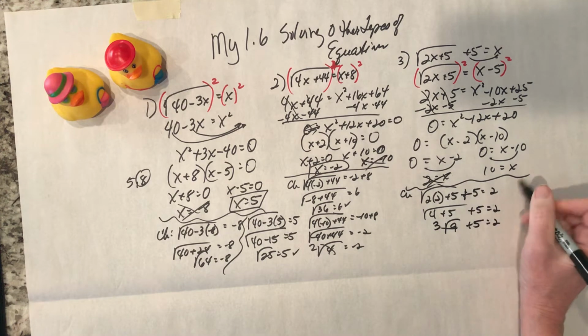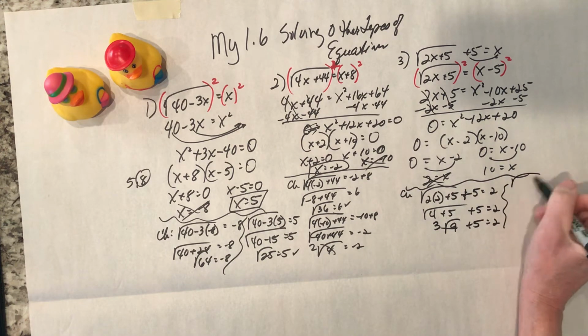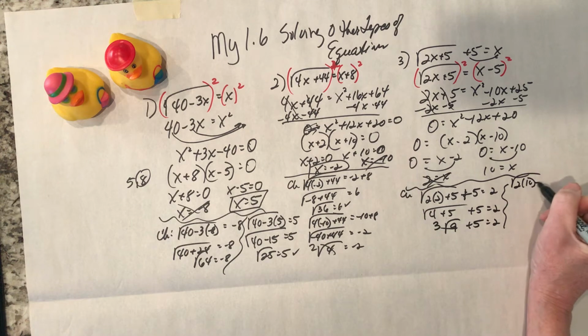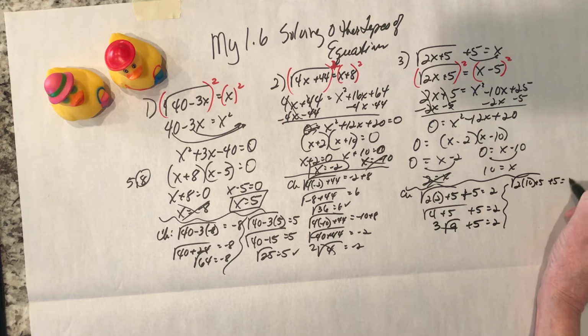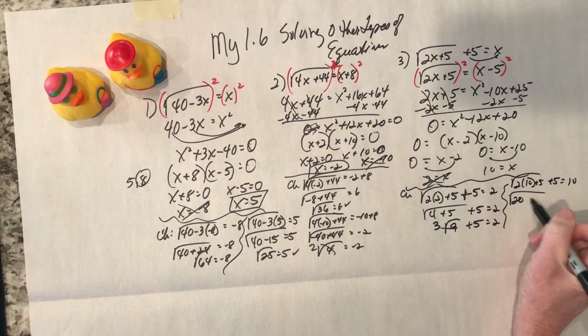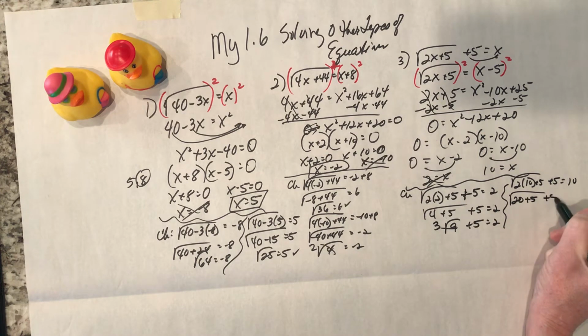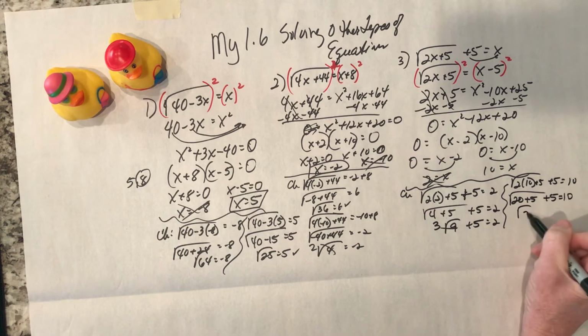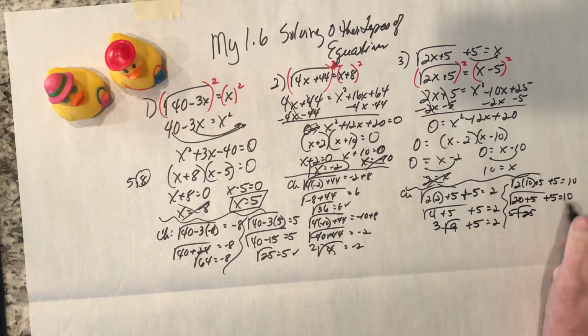Let's try 10. We've got the square root of 2 times 10 plus 5 equals 10. 2 times 10 is 20. So we get the square root of 25, which is 5, plus 5 equals 10. That's good. So we got one answer out of that.